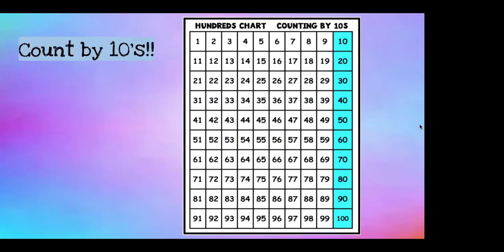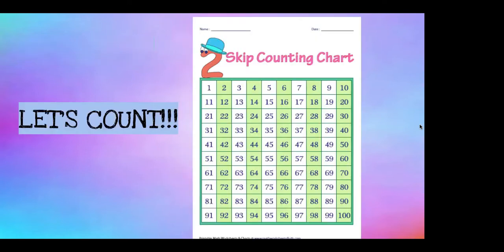10, 20, 30, 40, 50, 60, 70. Uh-oh. We got to go back. 50, 40, 30, 20, 10, 0. Now we're going to count by twos. 2, 4, 6, 8, 10, 12, 14, 16, 18, 20.